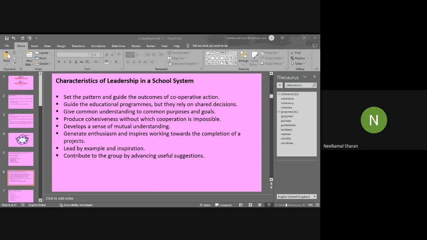The next important characteristic is developing a sense of mutual understanding. What does a leader in a school system do? They develop a sense of mutual understanding among all the members of the group. Next, they generate enthusiasm and inspire working towards the completion of a project. This point is clear. They generate enthusiasm, and the leader inspires all the members to complete the particular task given to them. They lead by example and inspiration.